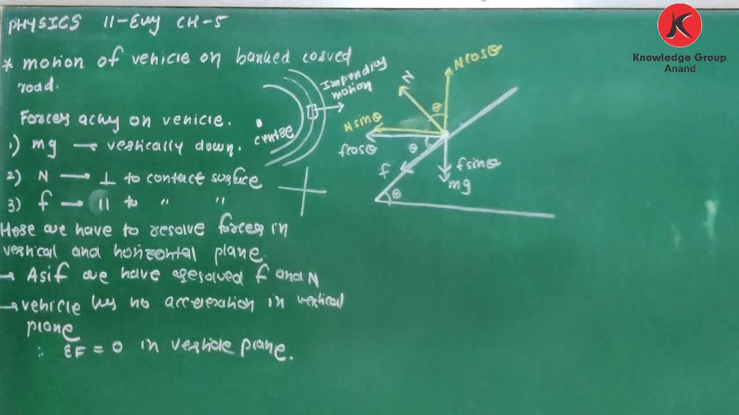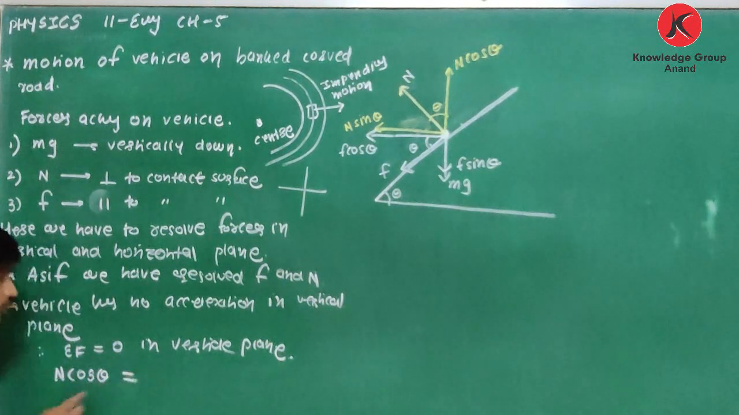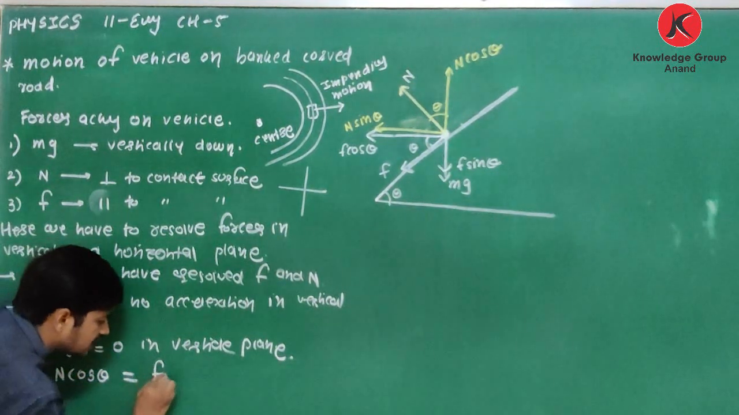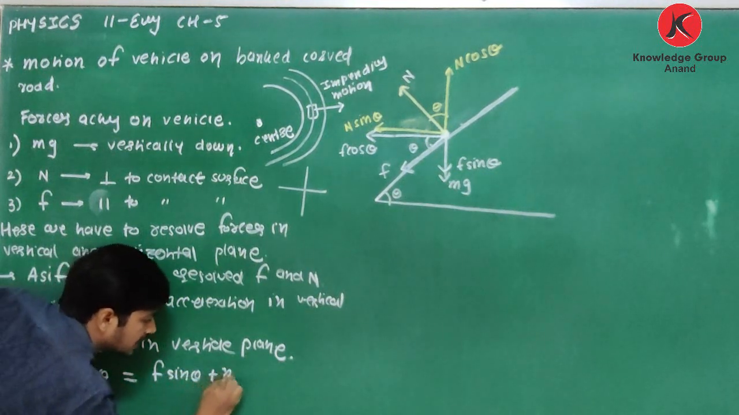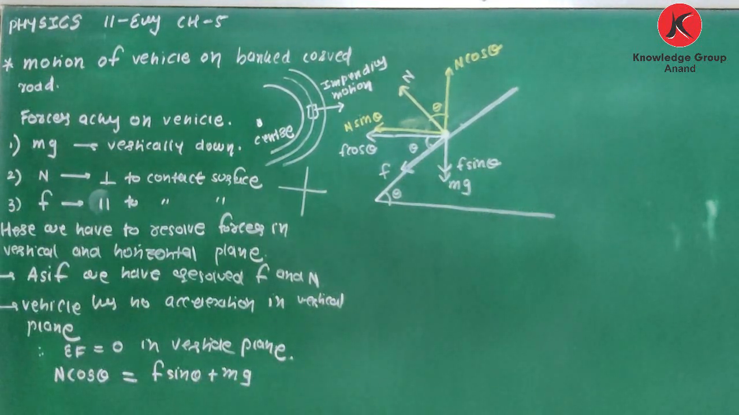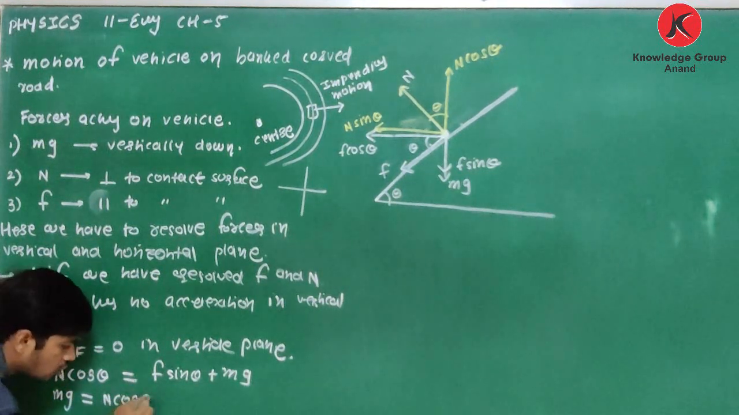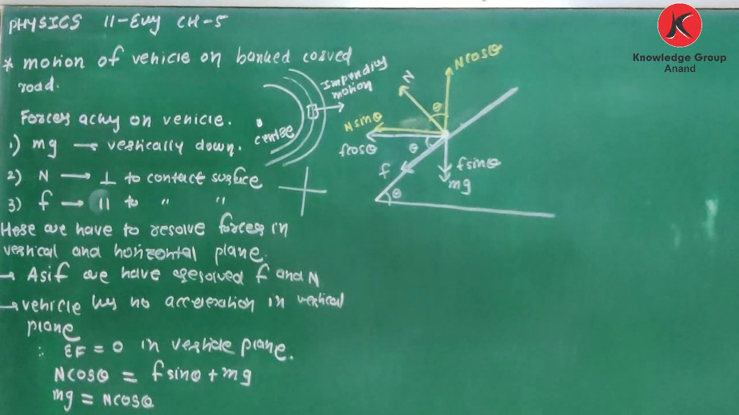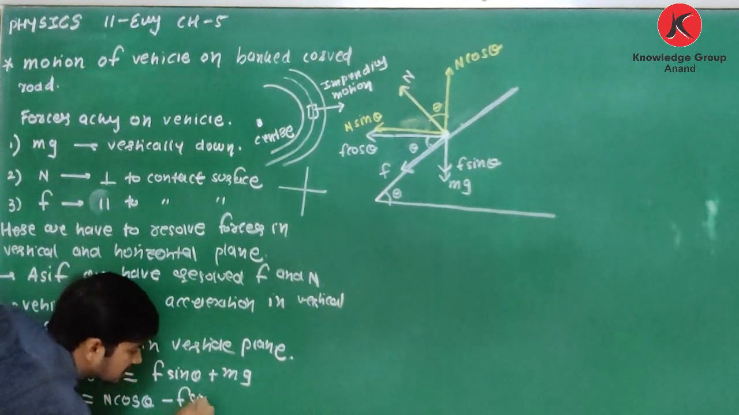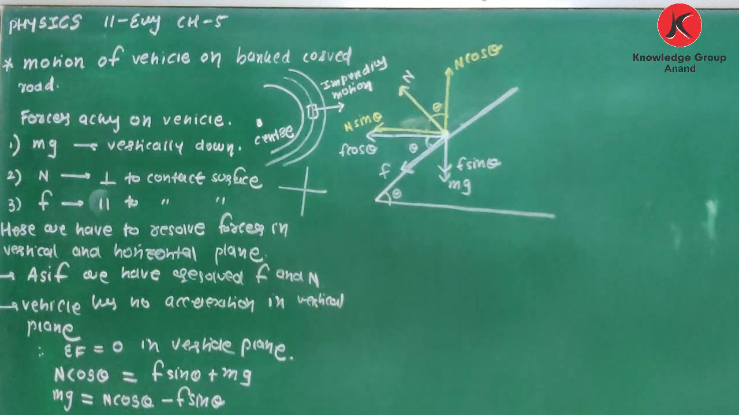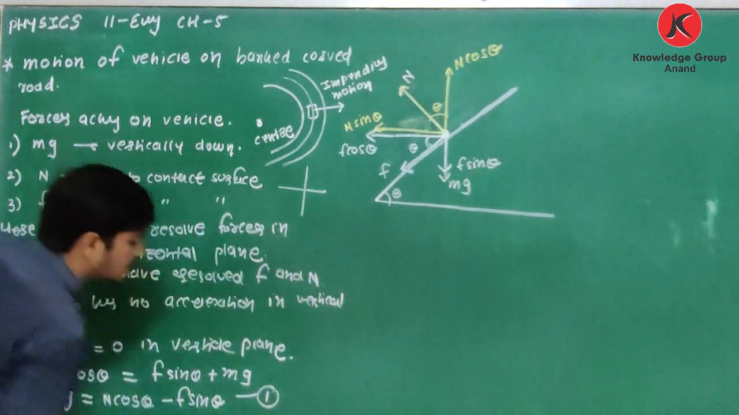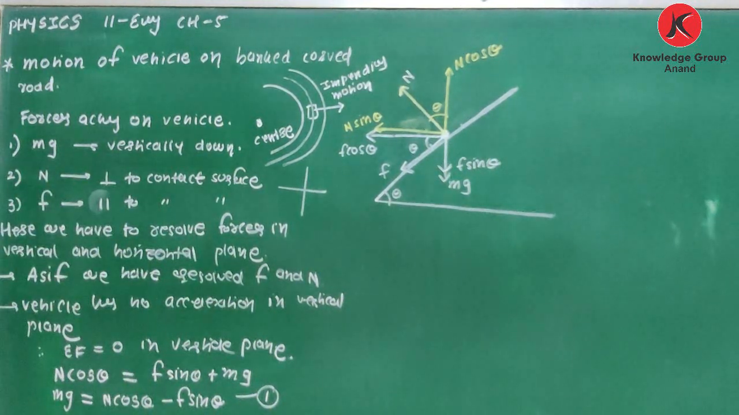Clear about this? So yes, how to write? Forces acting in the upward direction, N cos theta, is equal to forces acting in the downward direction, that is F sin theta plus mg. Okay, now I will make mg the subject. Then mg is equal to N cos theta minus F sin theta. Clear about this? So let this be equation number 1.